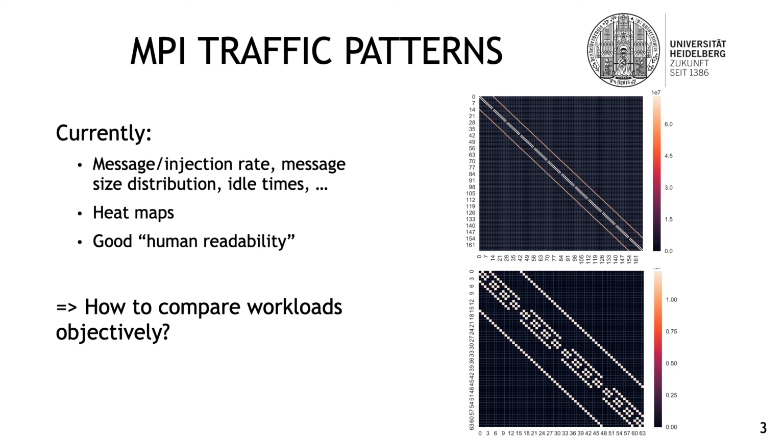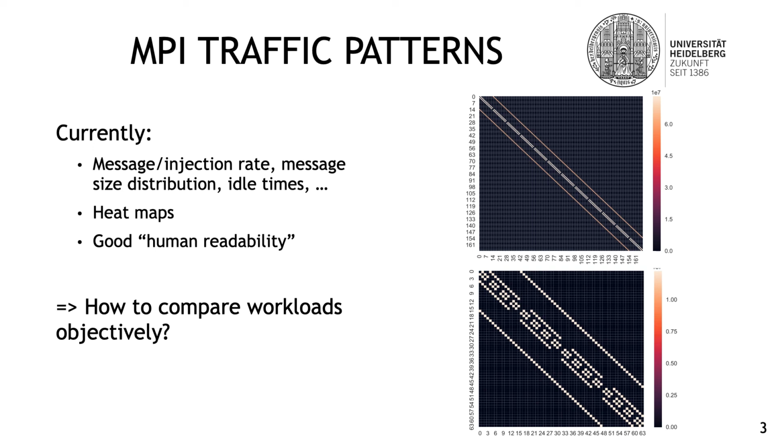So what is the state of the art? If we currently speak about an application's communication pattern, we usually use metrics such as message or injection rate, message size distribution, maybe also MPI idle times, and of course traffic heat maps, as they are depicted on the right side. This visualization is easy to understand, but how can we objectively compare different patterns?